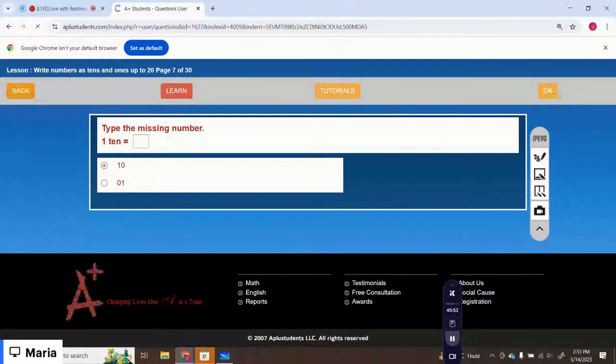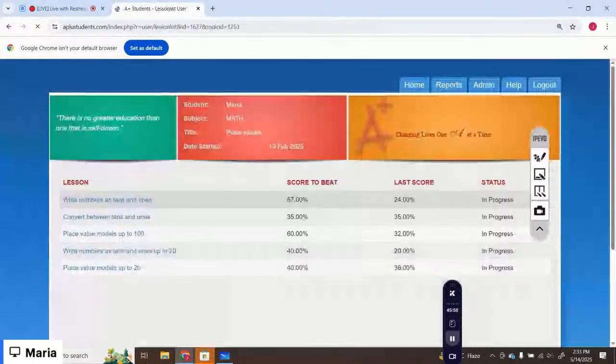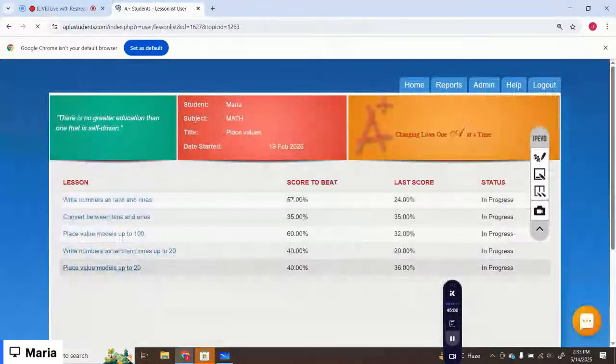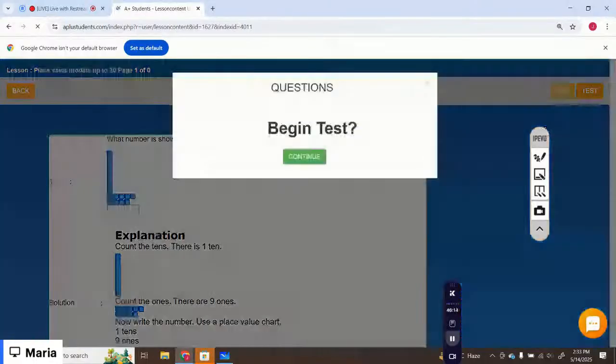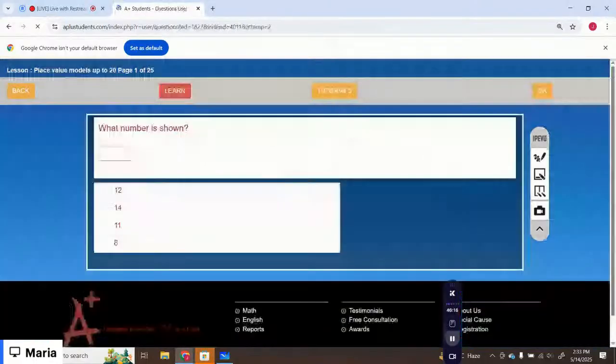Okay, you can complete the lesson by yourself. Prepare and just do the next lesson. The next lesson is place value models. That is the last lesson from the chapter. Let's just start with the test questions.